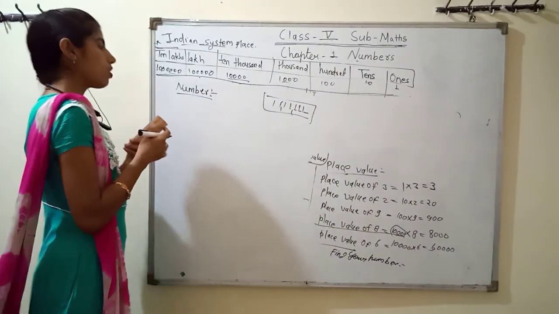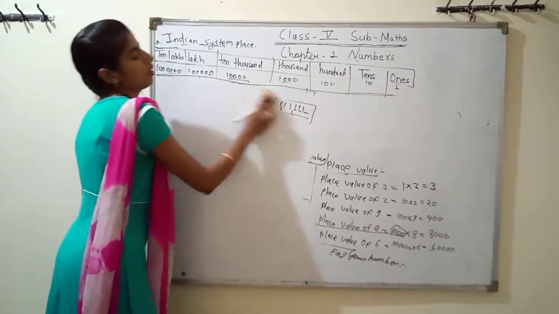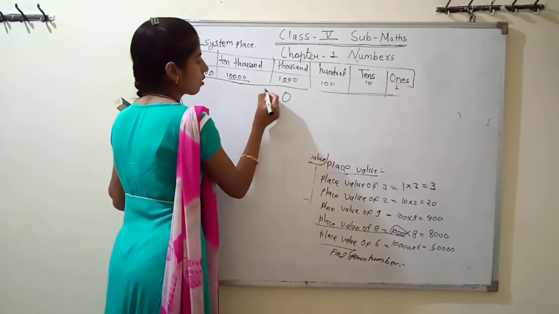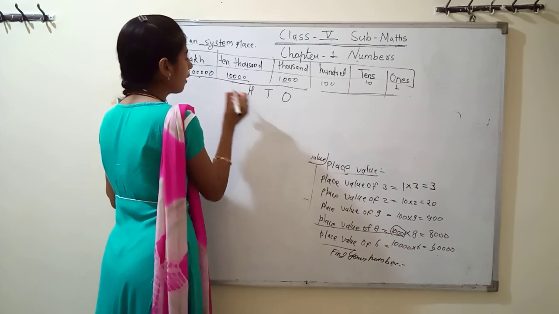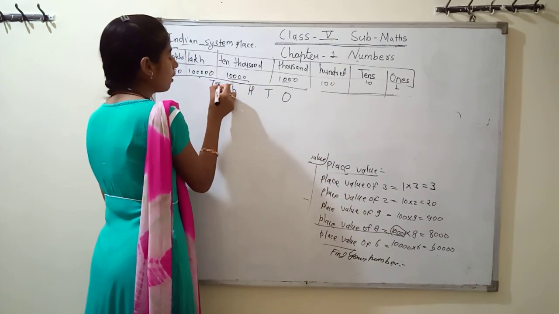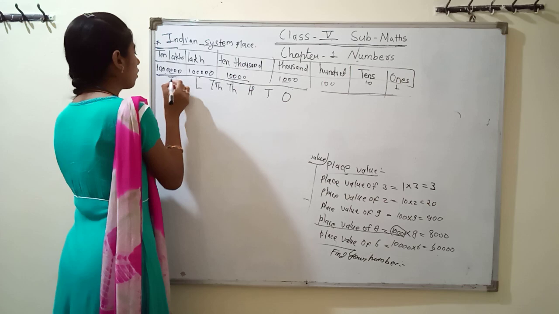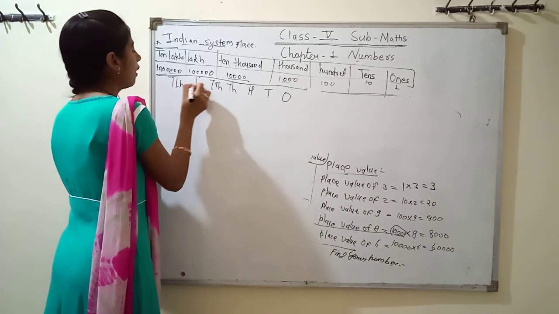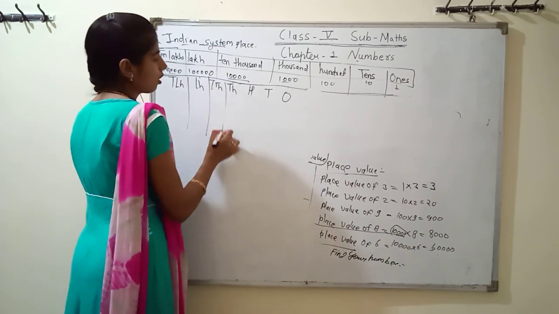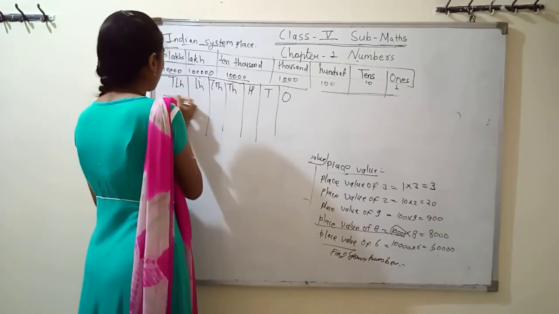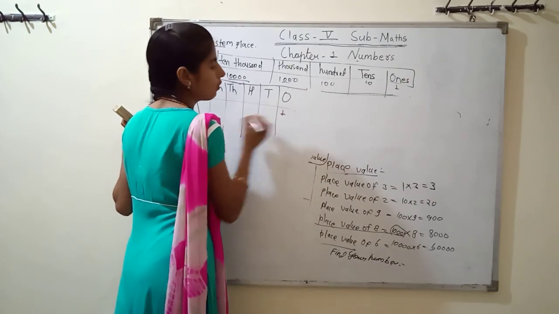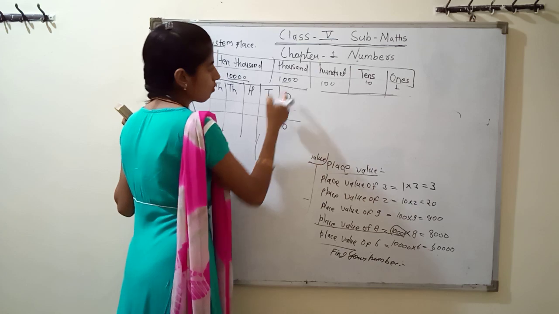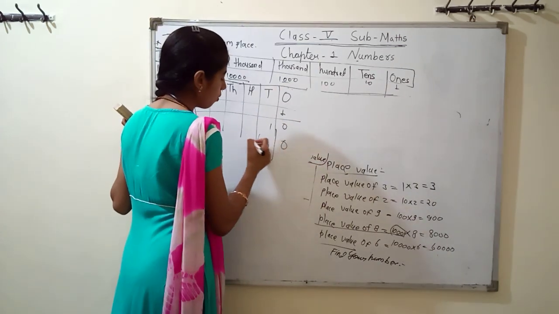If we solve by the first method, then we put all of them here: the ones, tens, 100, 1000, 10,000, lakh and 10 lakh. Now we put the value of all. First the value of ones is only 1. Then next the tens value is 0 and 1. Next we put 100: 0, 0, 1.